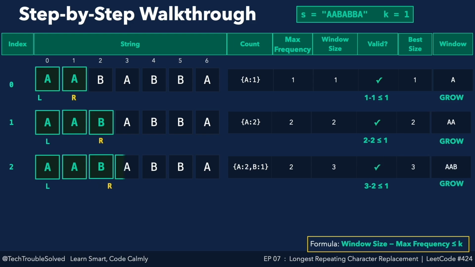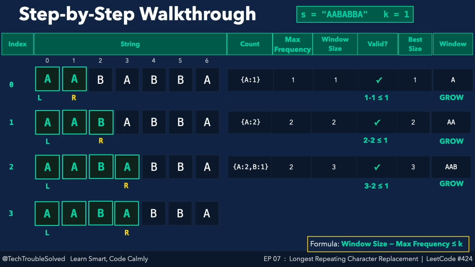R moves to index 3. A enters. Count of A is now 3. B count is 1. Max frequency jumps to 3. Window size 4. Formula is 4 minus 3 equals 1. Exactly k. Valid. Grow. Best size so far is 4. Window AABA. This is the window we want to protect.